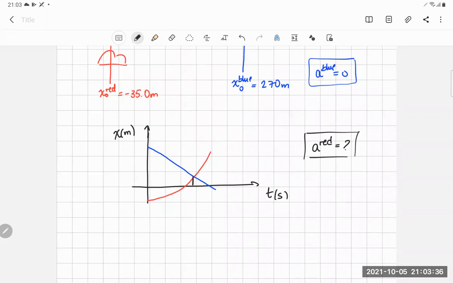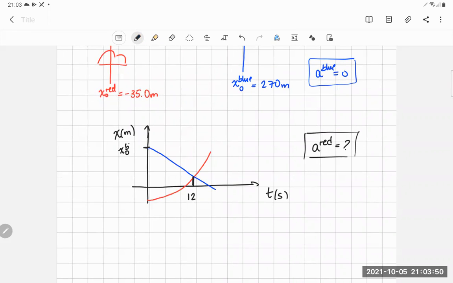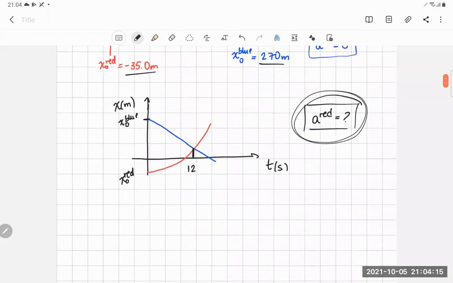Okay, now you have to look at the graph because there is another important piece of information, which is this point here where they meet. If you look at the graph, you will see that this is 12 seconds. Okay, so let's just mark. This was the initial position for the blue car. So this is the 270. This was the initial position for the red car, which was at minus 35. We know that they meet at 12 seconds. We know that this blue car is moving at constant speed, 20 meters per second. And the question of this problem is, what is the acceleration of the red car? Okay, and they are just asking for the magnitude of this acceleration.